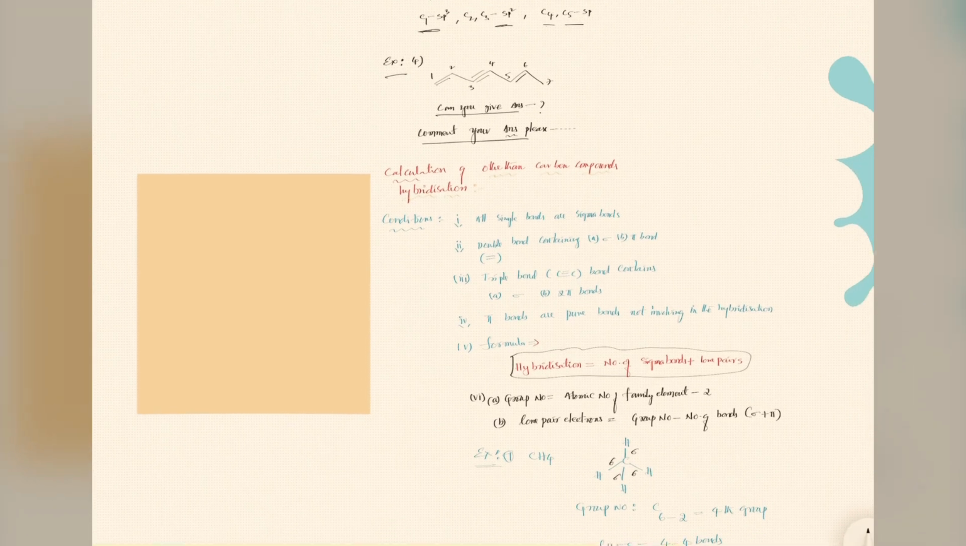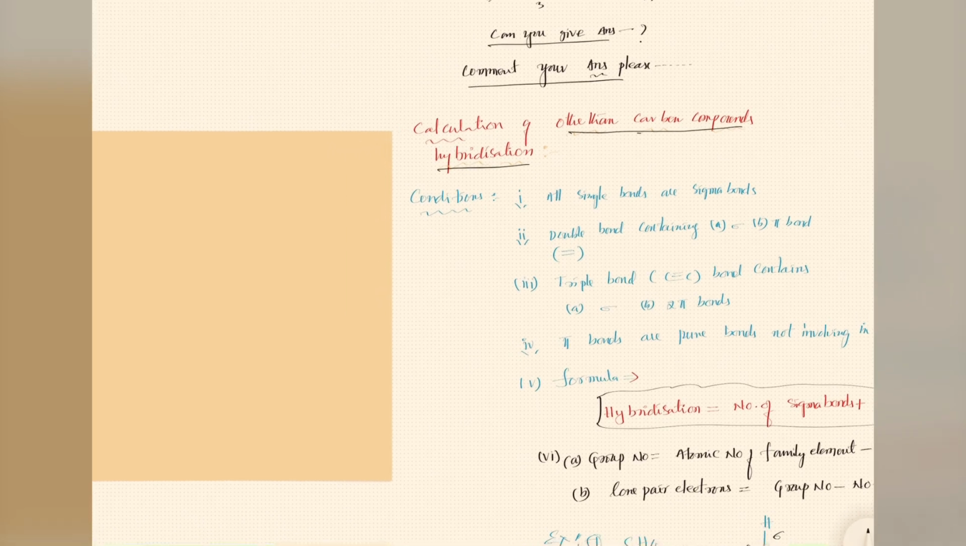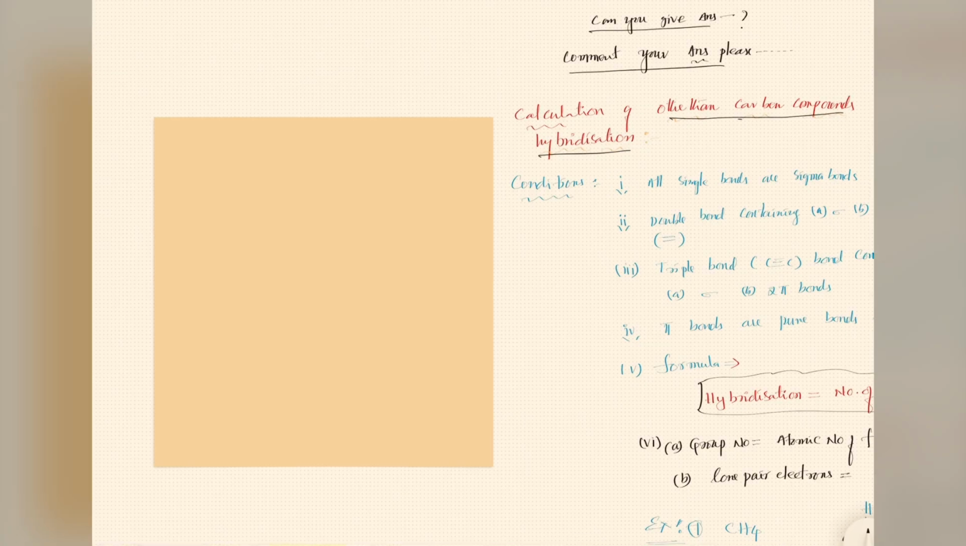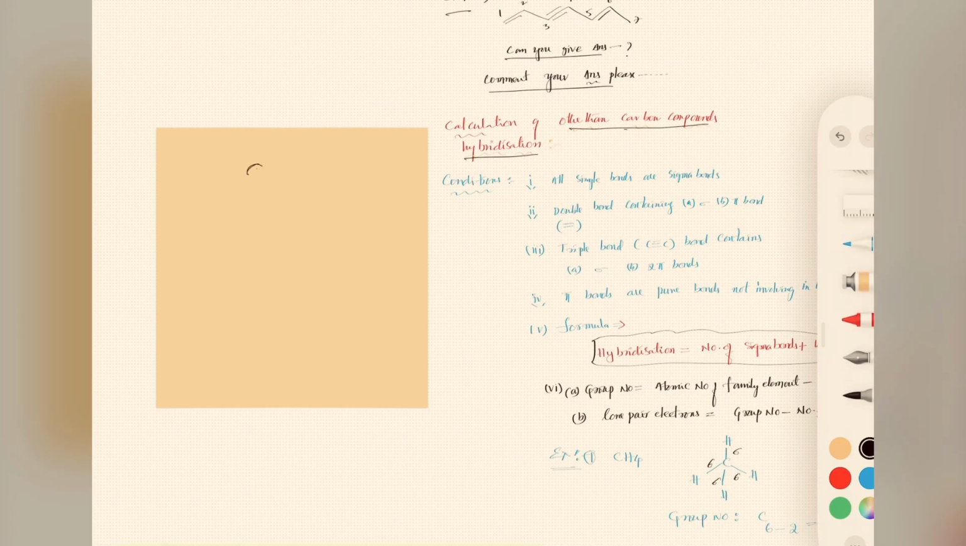Clear? Right. Next we'll see how to calculate hybridization in compounds other than carbon compounds. In carbon compounds we know only sp, sp2, sp3. In organic chemistry mostly we are discussing only carbon and its compounds.